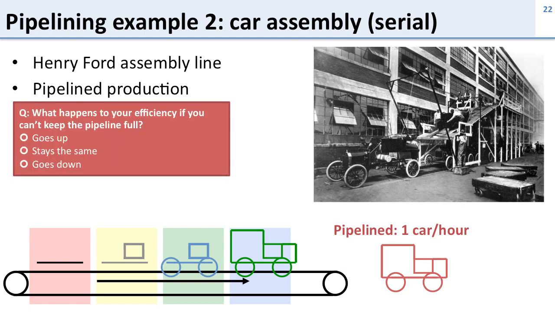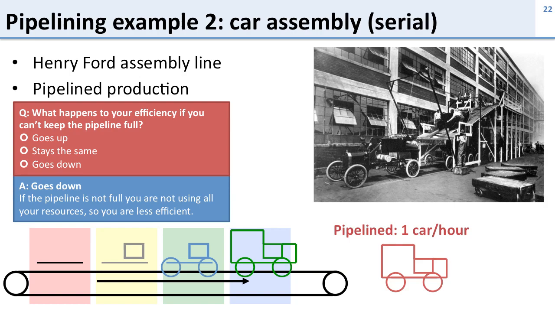So here's a question. What happens to your efficiency if you can't keep the pipeline full? Well, it's going to go down. If the pipeline isn't full, we're not using all of our resources, so we're less efficient. So it's very important to keep the pipeline full if you're going to make a pipeline effective.